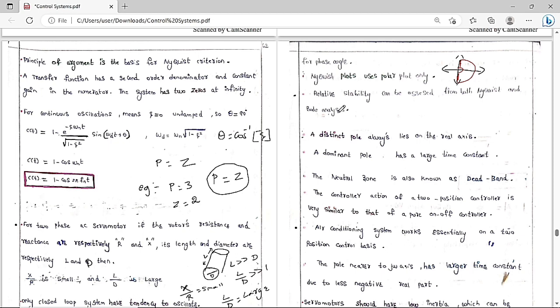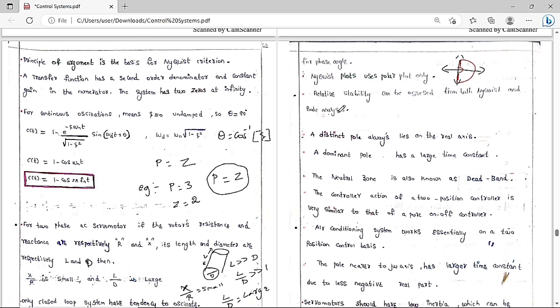Listen carefully. A pole near the j omega axis is a dominant pole which has a large time constant, because due to its less negative real part it will take a lot of time to decay. Whereas a pole which is very far away from the j omega axis is called an insignificant pole, because it has a very small time constant due to its very large negative real part. Within a small amount of time it is going to decay.